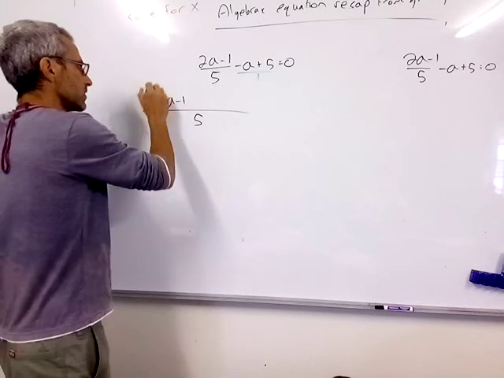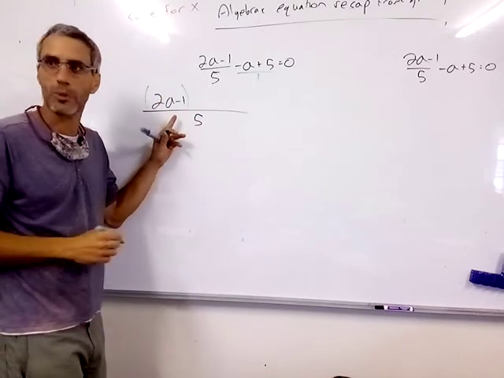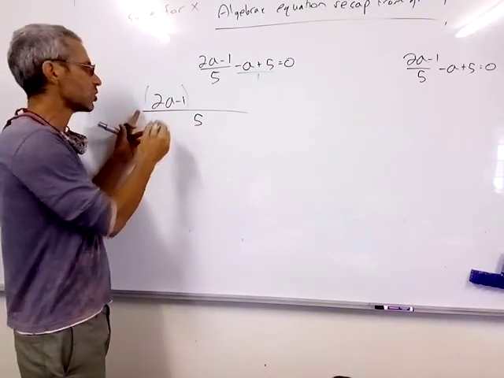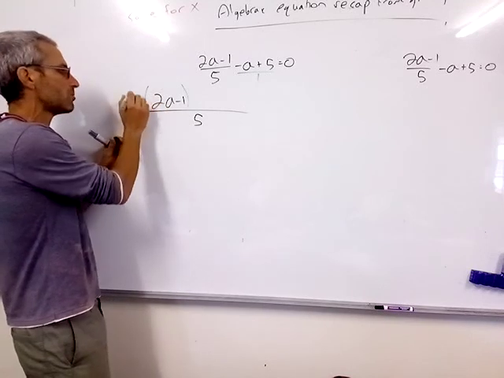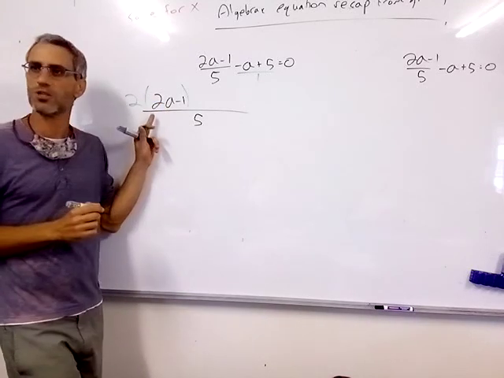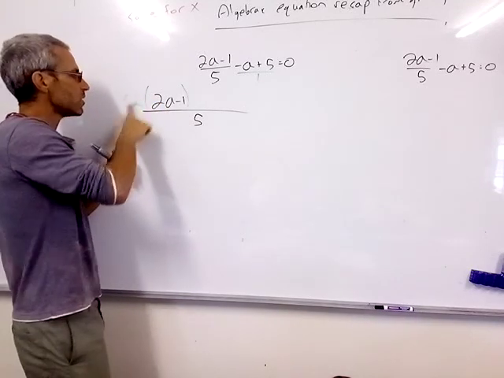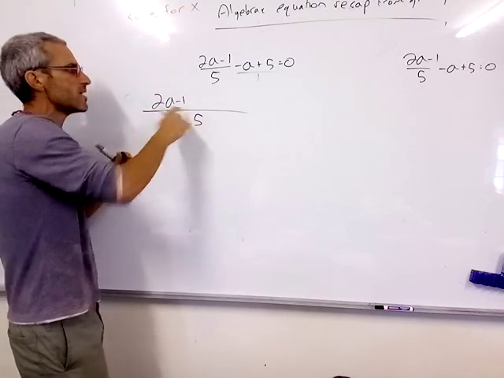Leo's asking, do we need the brackets? We can put brackets, but you don't really need them because we're not multiplying. If we had to multiply, let's say by 2, then yes, you'll need the bracket. But because we're not multiplying it, you don't really need it.